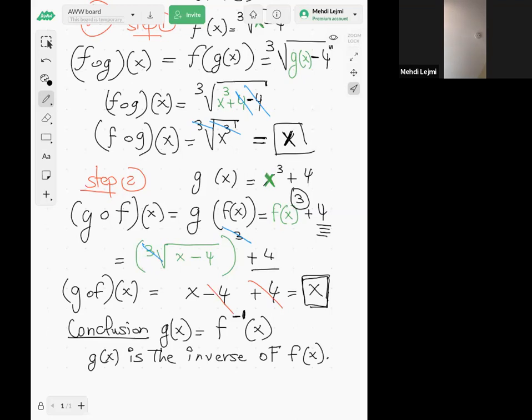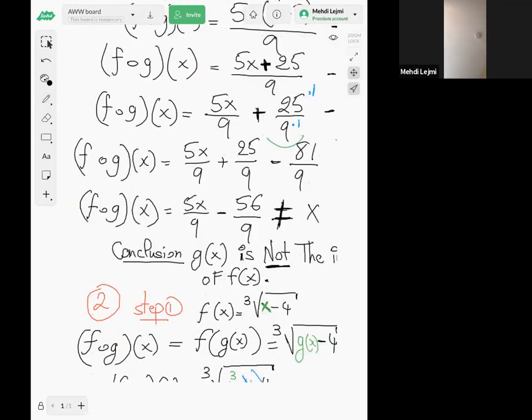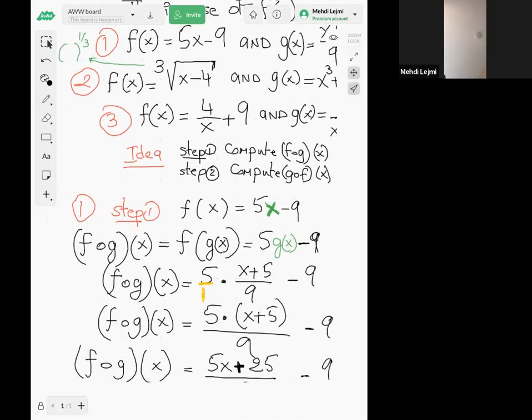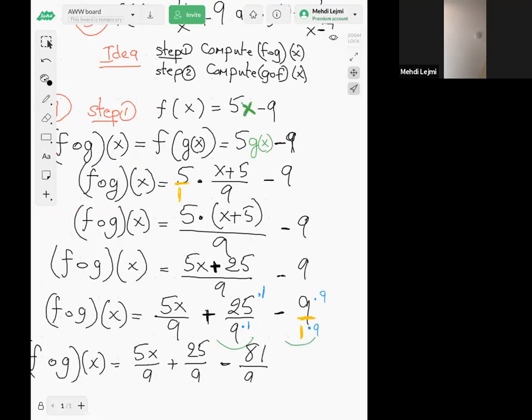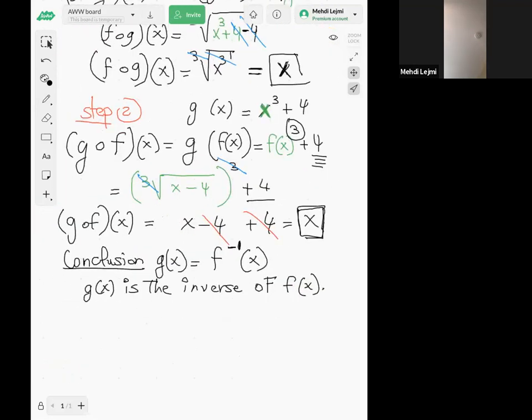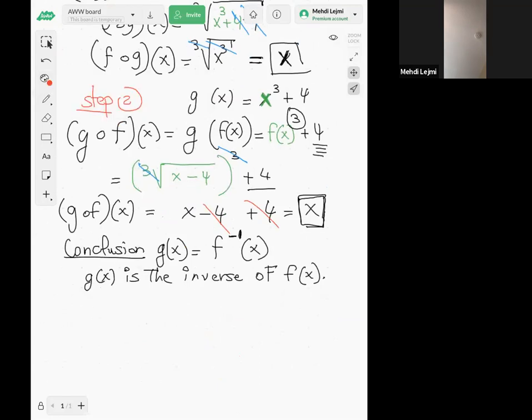Any question about this number 2? Okay, just be careful with the exponents. All right, last one. Number 3: this is 4 over x plus 9 and 4 over x minus 7. Okay, perfect, so let's do number 3.